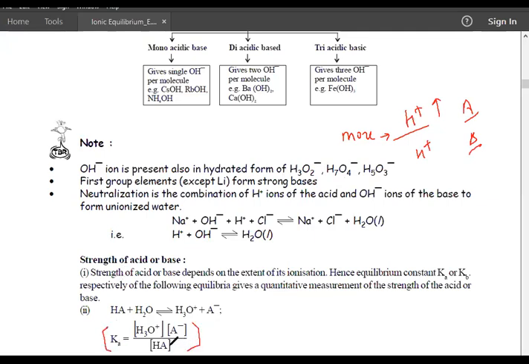Okay, so when you see this, this is what we have done, right? Ka was concentration of H+ into concentration of A- divided by concentration of HA. Yes or no? So if HA concentration is more, Ka will be more. Tell me yes or no. If H+ concentration is more, Ka will be more.